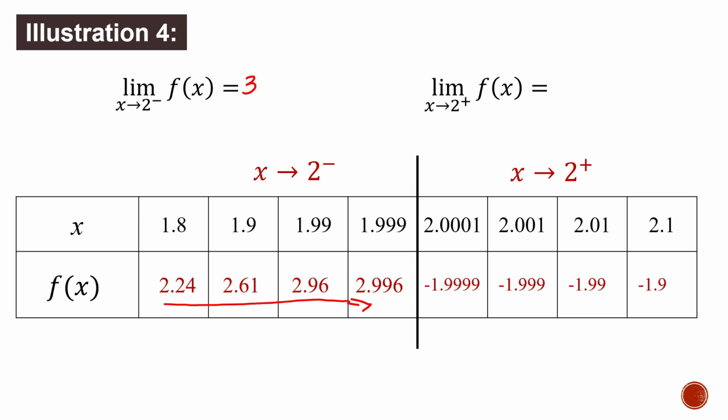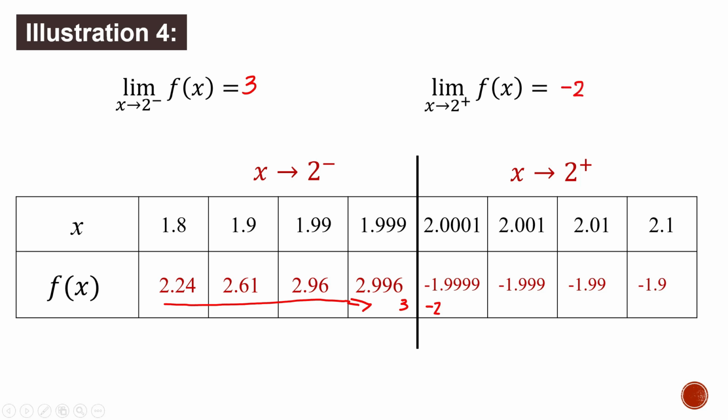And then as x approaches 2 from the right side of that f of x, we have negative 1.9, negative 1.99 until negative 1.9999 when x is 2.0001. And I think this is getting closer and closer to the integer negative 2.